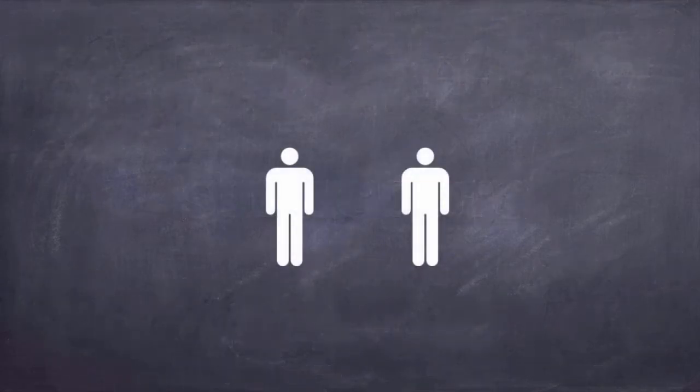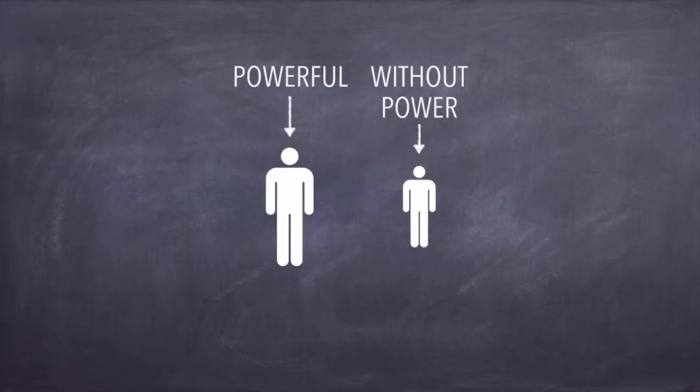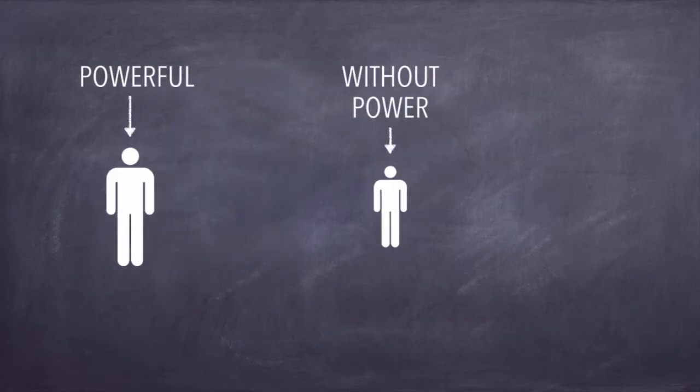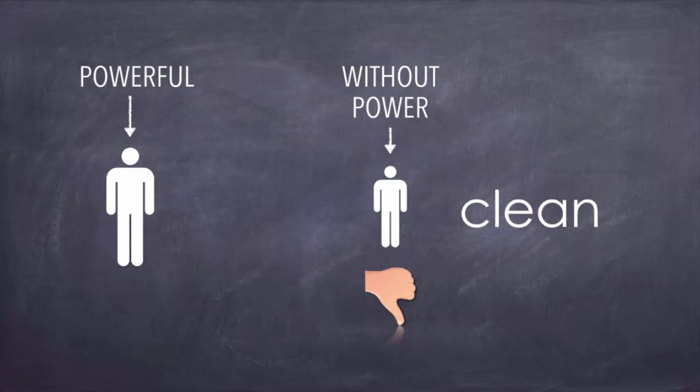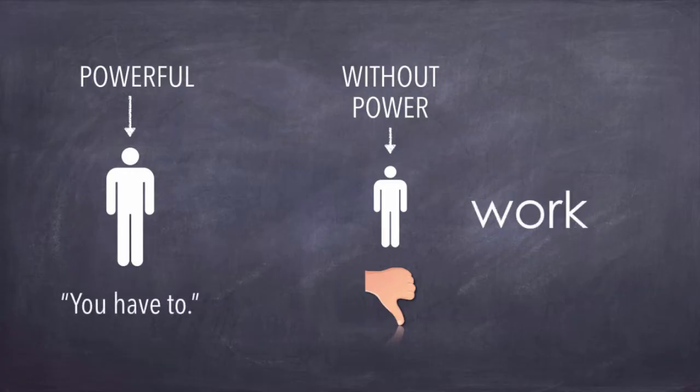Let's look at the structure. When using make and let, there are always two people involved. One is powerful and one is not. The person without power doesn't want to do some action, like clean, like work, but the powerful person says, you have to. The powerful person makes the person without power do the action.